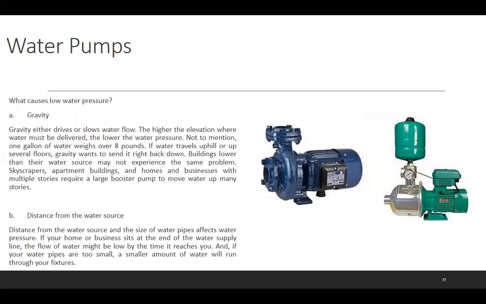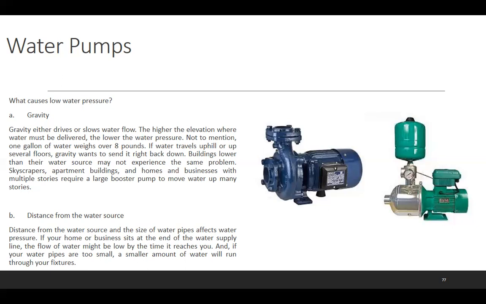A. Gravity. Gravity either drives or slows water flow. The higher the elevation where water must be delivered, the lower the water pressure. Not to mention, 1 gallon of water weighs over 8 pounds. If water travels uphill or up several floors, gravity wants to set it right back down. Buildings lower than their water source may not experience the same problem, since it goes downward. Skyscrapers, apartment buildings, and homes and businesses with multiple stories require a large water pump to move water up many stories.